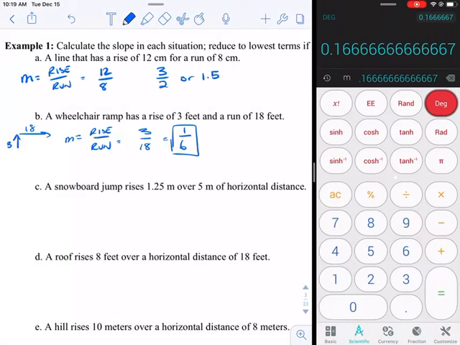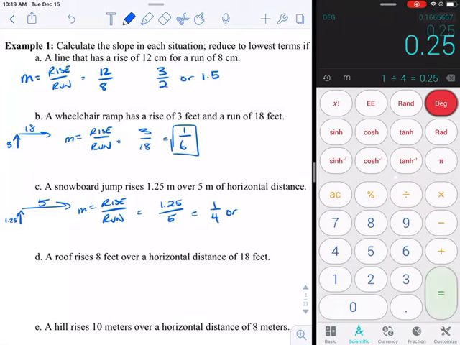A snowboard ramp rises, so it goes up 1.25 over a horizontal distance of 5. So the slope is rise over run, which is 1.25 over 5, which reduces to 1 over 4, or if you want to write that as a decimal, that's 0.25.